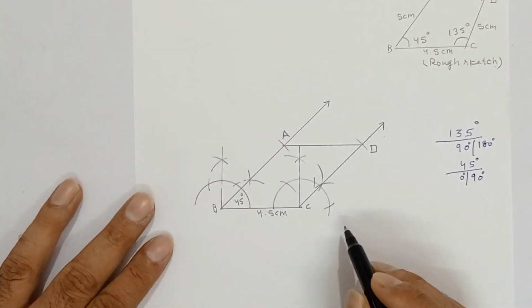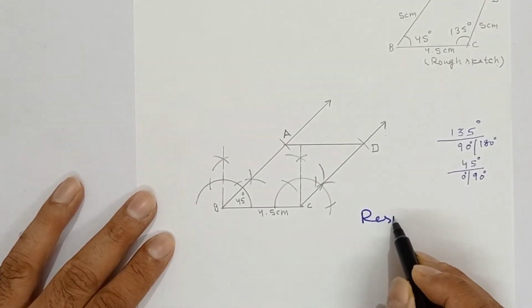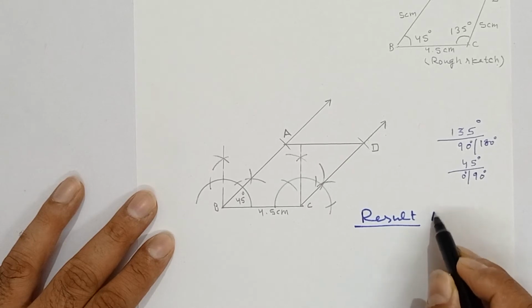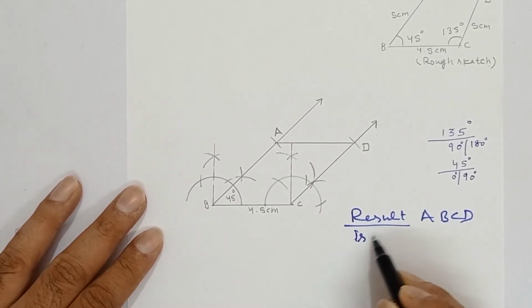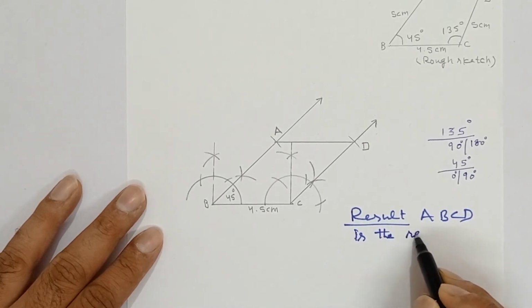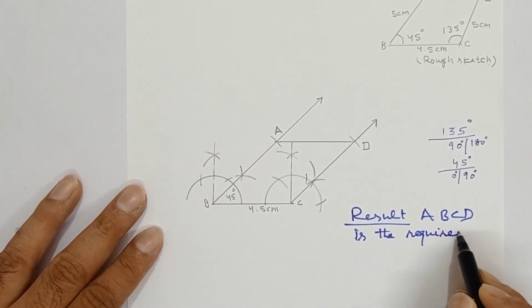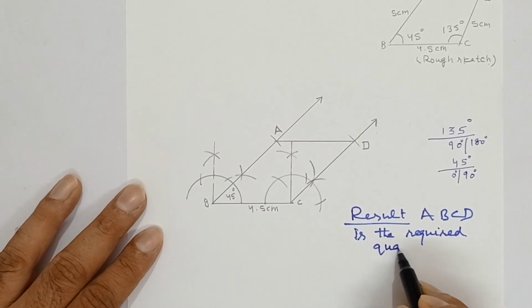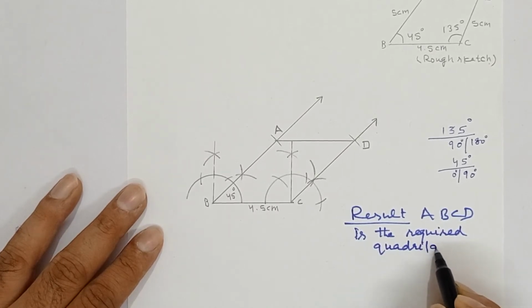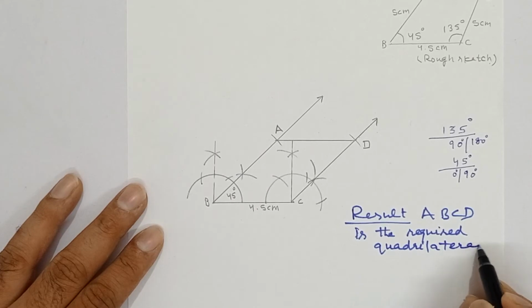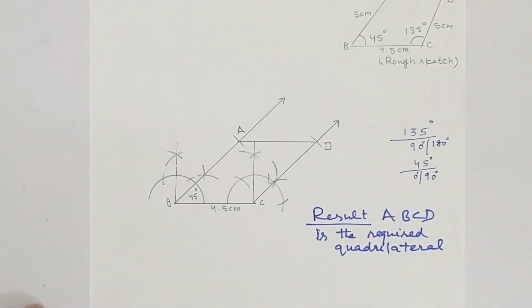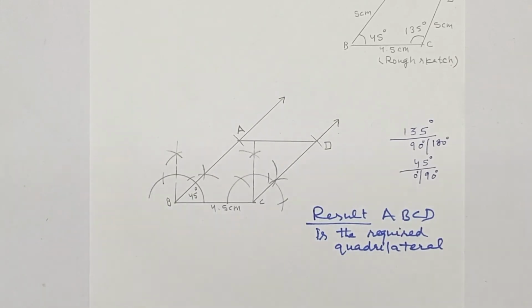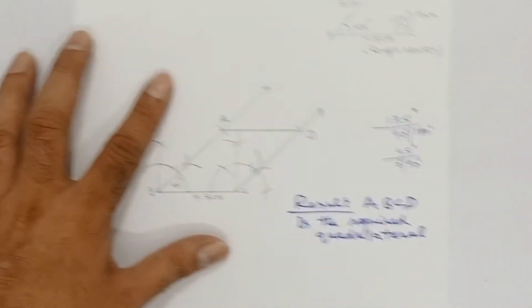You can write here result. Result: ABCD is the required quadrilateral. So this is a very easy construction because here you are not applying even the angle sum property. Everything is given, you just need to construct. Now the next question I am taking, part second.